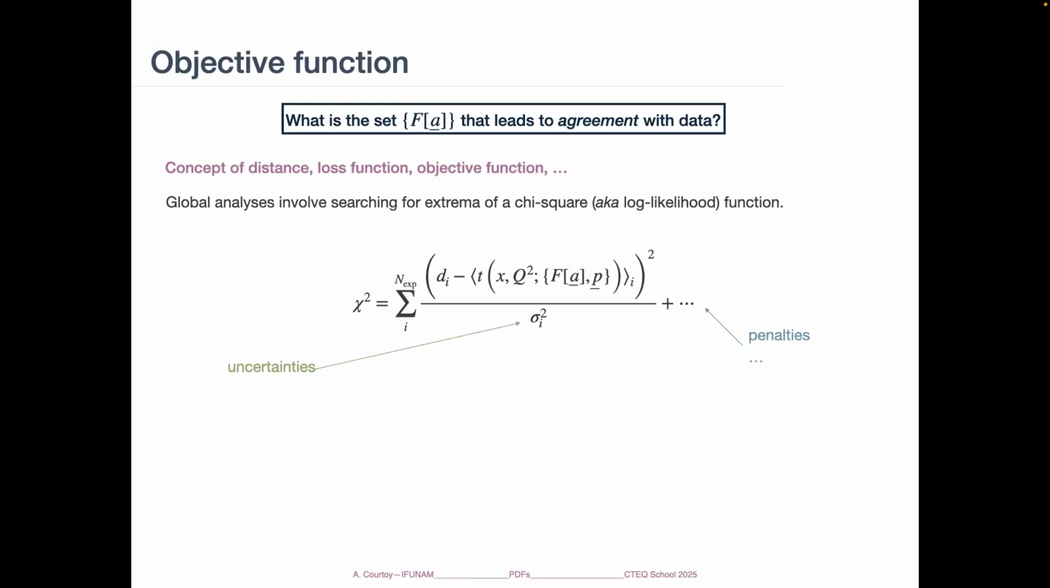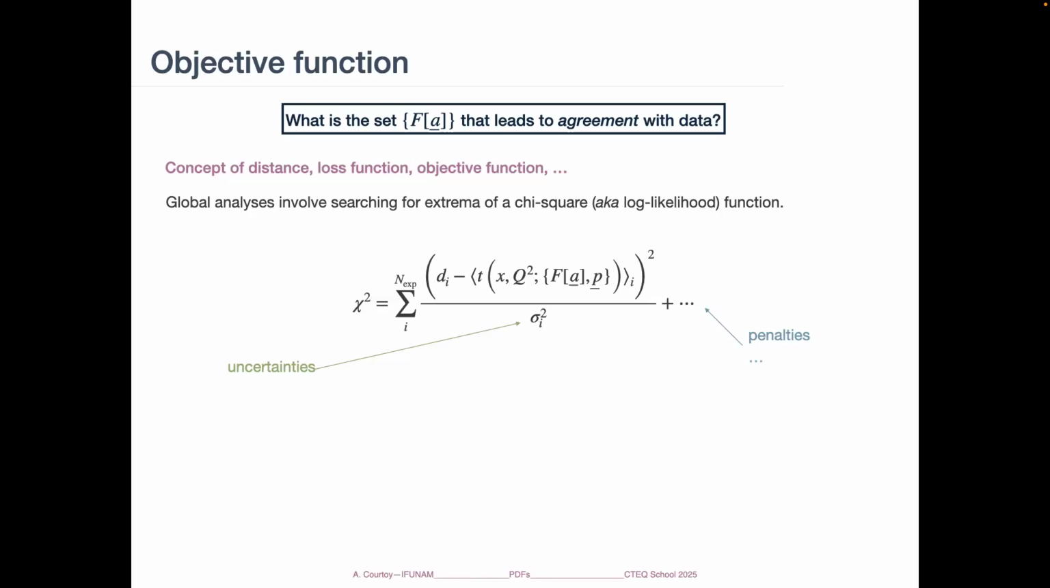So to do that, we need to define first what we call agreement, or we define the concept of distance, metric, loss functions, objective functions, and things like that. So there are two different things. There will be an objective function, and then we can define what's called the distance between what we find and the reality, okay? So we define an objective function, which is usually a chi-square, or it could be a likelihood. The chi-square is also called the log likelihood, okay? So this chi-square will be minimized, okay?